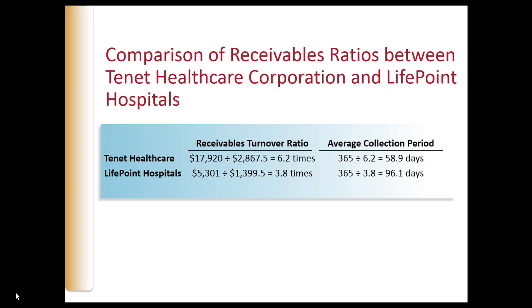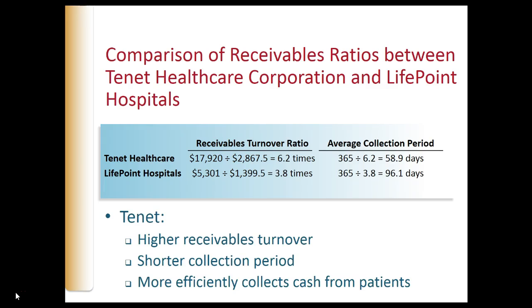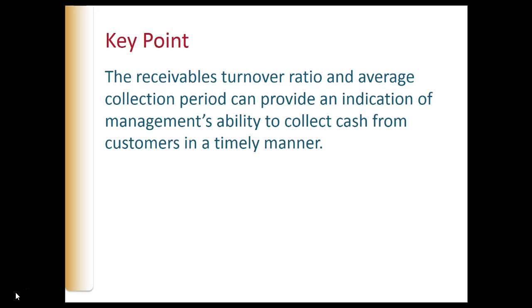Here are the two ratios for Tenet Healthcare and LifePoint Hospitals. We see that Tenet has a higher receivables turnover and a shorter collection period, showing that this company more efficiently collects cash from patients than does LifePoint. Again, another key point here: the receivables turnover ratio and average collection period can provide an indication of management's ability to collect cash from customers in a timely manner.